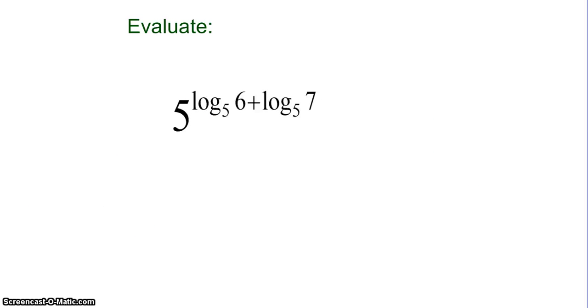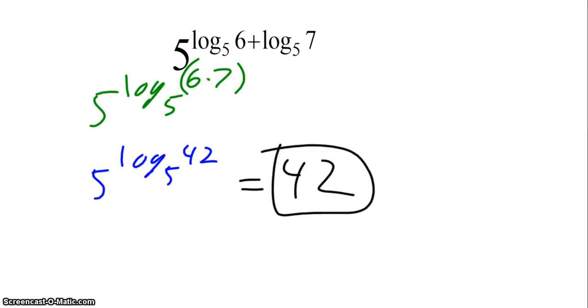Next one. I want you to evaluate 5 to the log base 5 of 6 plus log base 5 of 7. Pause the video, unpause when you're ready to check your work. Alright, so here first combine the logs in the exponent using our properties of logs. Since I have log base 5 of 6 plus log base 5 of 7, I can make that log base 5 of 6 times 7. 6 times 7 is 42, so now I have 5 to the log base 5 of 42. But from my properties of logs, if I have an exponential raised to a log of the same base, then whatever I'm taking the log of is my answer.